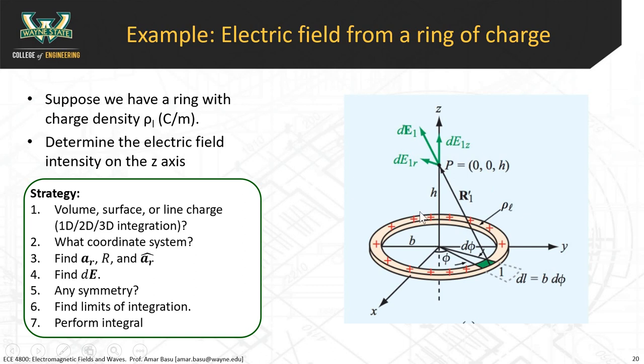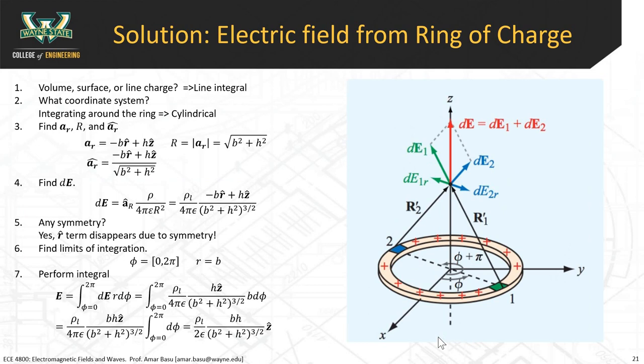All right, so we're going to be doing this problem step by step. We have an observation point P on the z-axis, at some height h. The ring of charge has a radius b. You're asked to find the electric field intensity on the z-axis. With this one, I actually have the solution written down here, but we'll go through this step by step. In fact, I might just write out portions of it so that you can see.